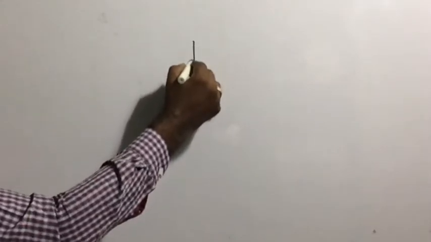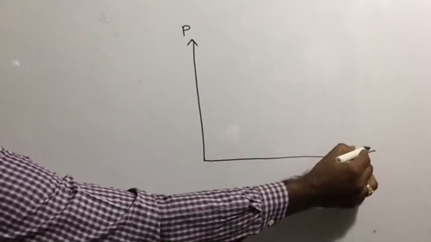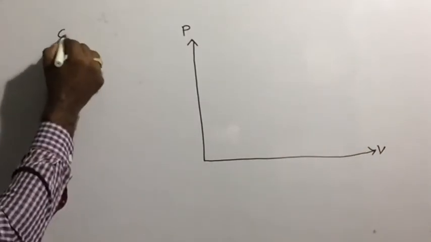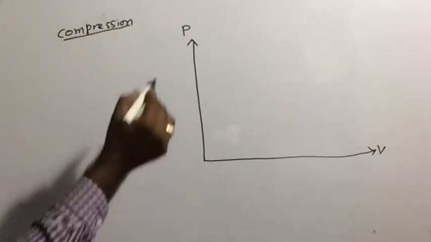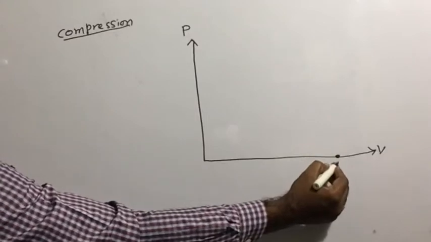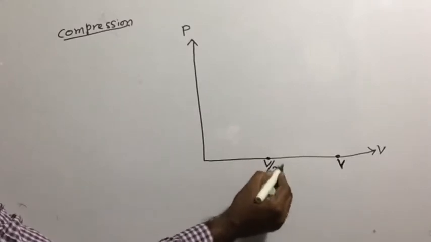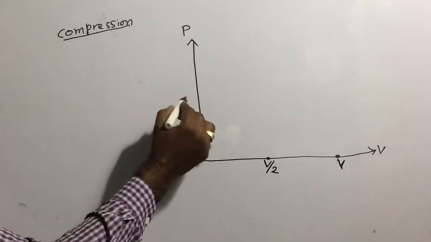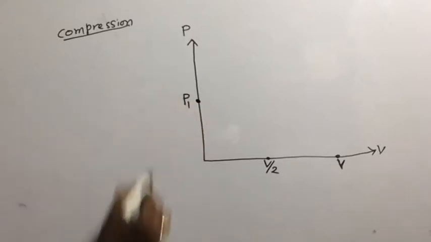Compression of a gas in isothermal process and adiabatic process. Let us draw the graph. Pressure on y-axis and volume on x-axis. Compression means starting volume will be more and final volume will be less. Let us take the initial volume as V and final volume as V by 2. And initial pressure, let me take it somewhere else on y-axis as P1.